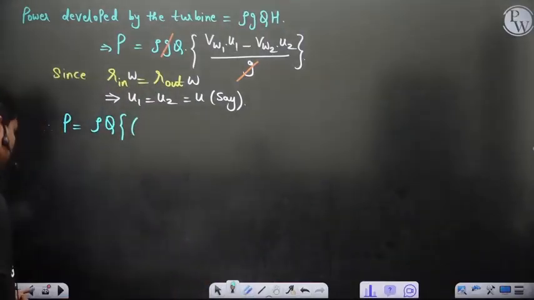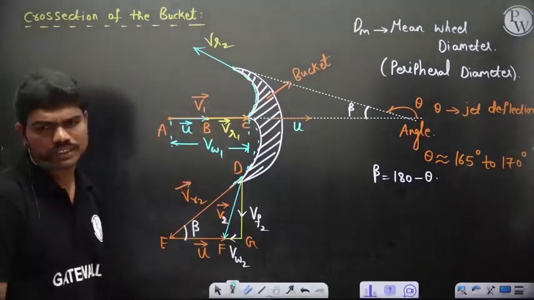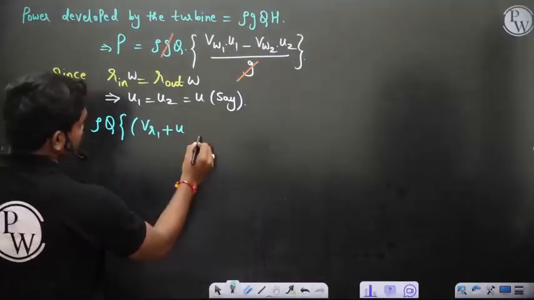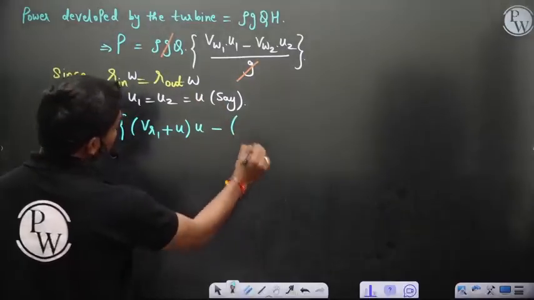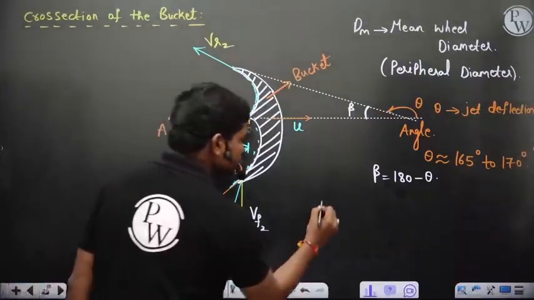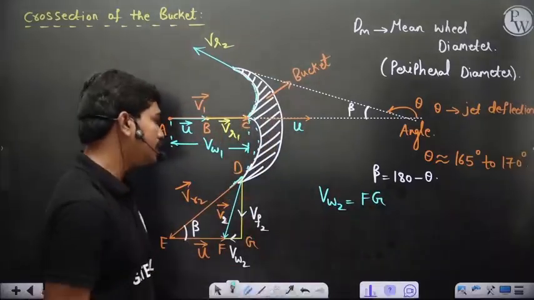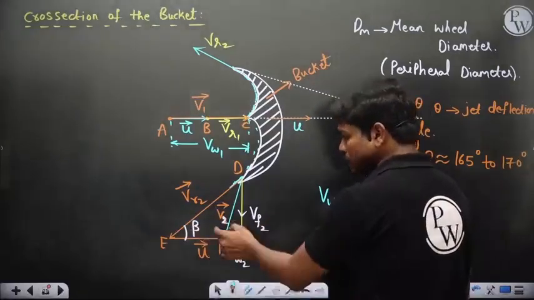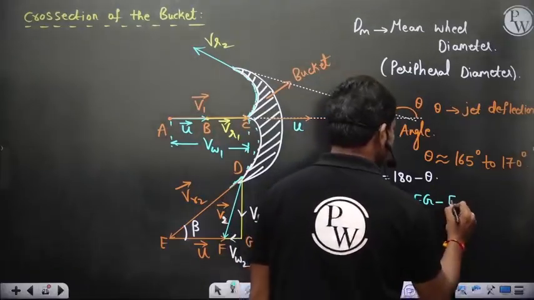So what is VW1 from this triangle? So let's see. VW1 is nothing but the total length. Okay, and what is the total length? VR1 plus U, which is V1, of course. Okay, so we can write this as VR1 plus U. Okay, so VR1 plus U into U, minus VW2. So what is VW2? VW2 is basically this length FG, correct? So you can see VW2 is equal to FG actually here, right? What is the length of FG? FG can be written as, you don't know this angle, but you know this angle. So what we can do, FG can be written as EG minus EF.